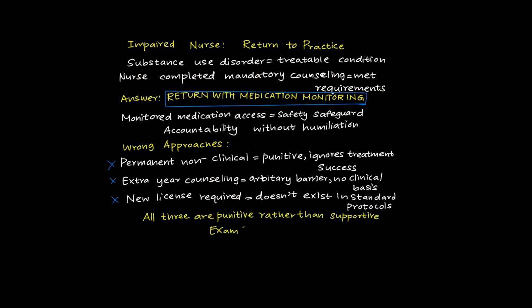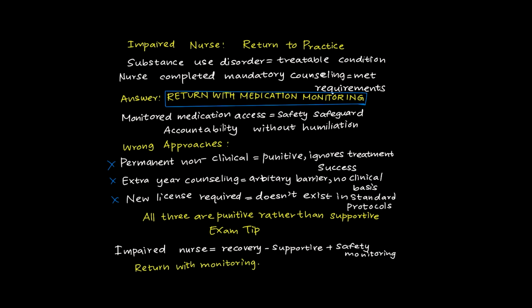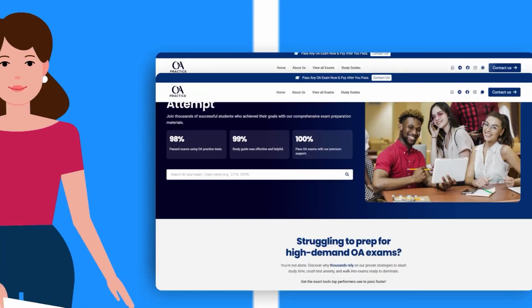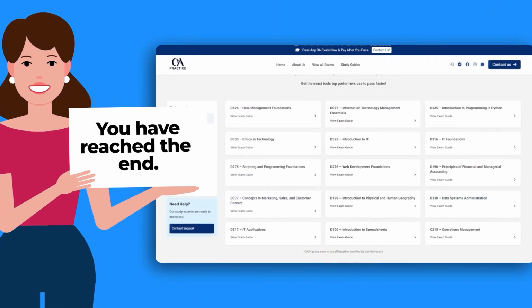Here's a WGU D455 exam tip for you. Impaired nurse questions always lean toward the recovery, supportive answer with safety monitoring built in. The profession treats substance use disorder. It doesn't permanently punish it. Quick recall hook. Impaired nurse completed treatment, equal sign, return with monitoring. Support recovery, protect patients.